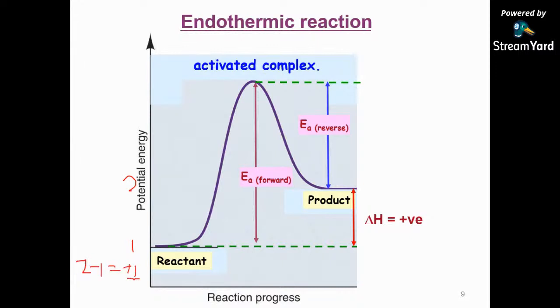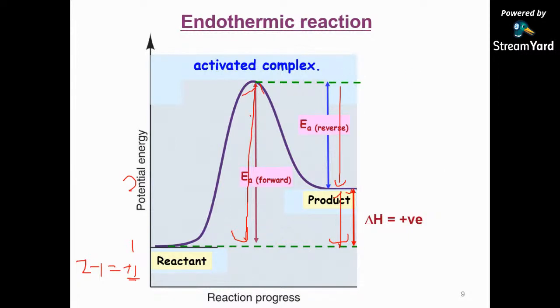So it's endothermic. Here, from the top until the reactant is EA forward. From the product to the reactant is the enthalpy. Now the EA reverse is here, which means from the top until the product is the EA reverse. So now you know that EA reverse plus enthalpy equals EA forward for the endothermic reaction.